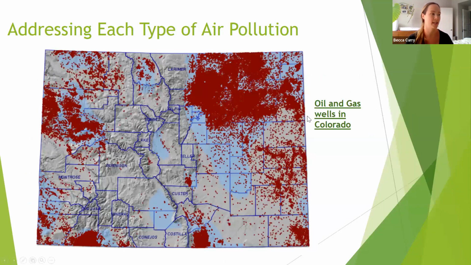First, I just popped this in here because we know that fracking operations and oil and gas wells are a huge source of ozone precursors that contribute to our ozone problem here in Colorado. This is just a map that shows the location of all of the individual oil and gas wells across Colorado. Each individual red dot is an oil and gas well, and some of those wells might have multiple lines going down into the earth.